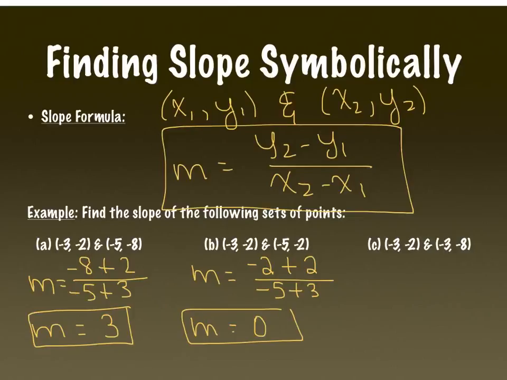Last example, example C. We have negative 8 minus a negative 2 divided by negative 3 minus a negative 3. So I have negative 6 divided by 0. We know we can't have a division by 0, so this value is undefined.